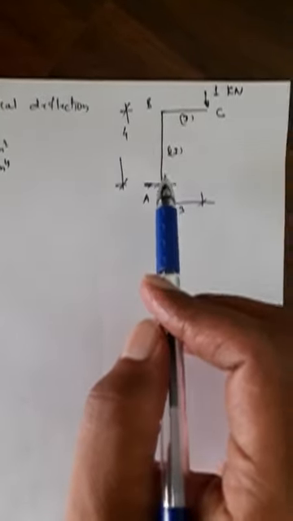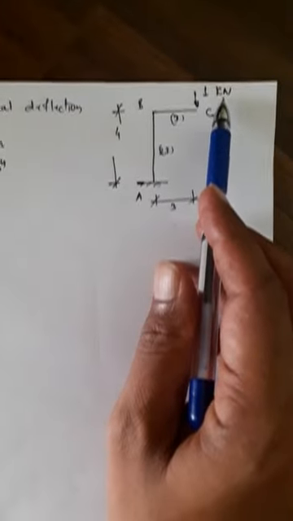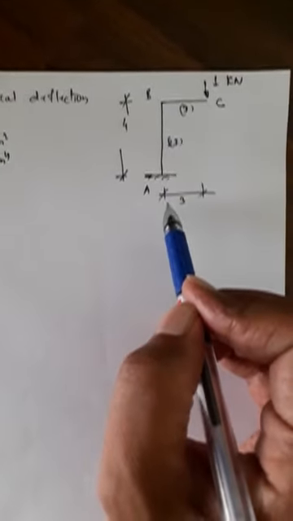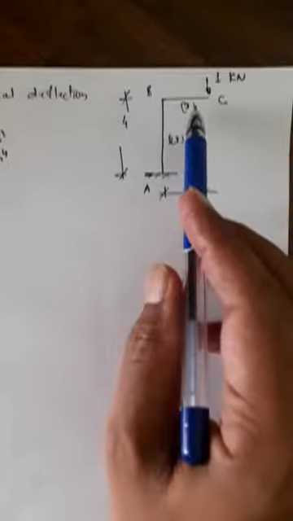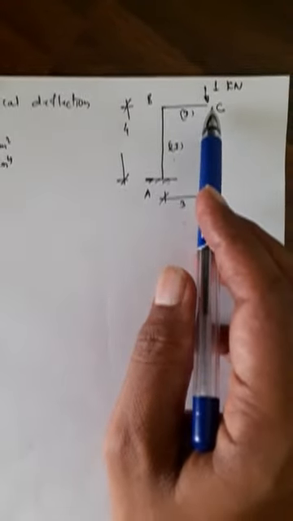This is the frame, the cantilever portion. For that, it is bent like this. 1 kilonewton is the load applied. These are the distances 3 and 4, I, 2I. I have to find the vertical deflection of point C.